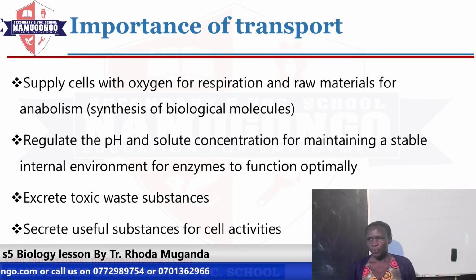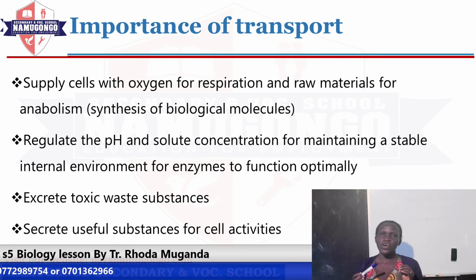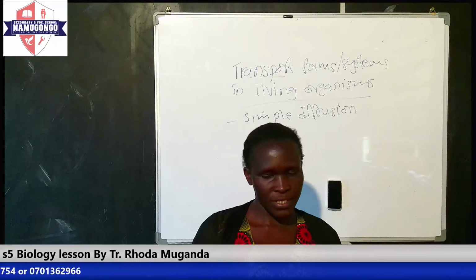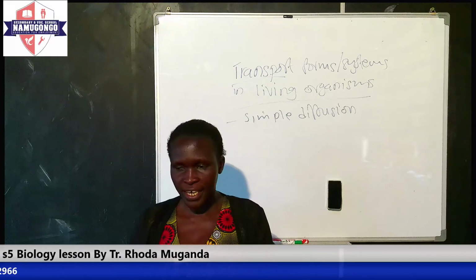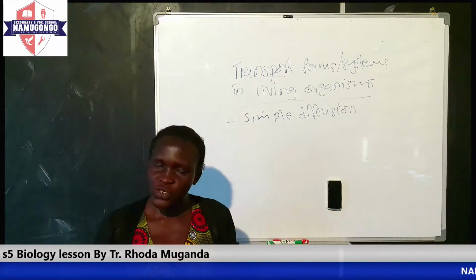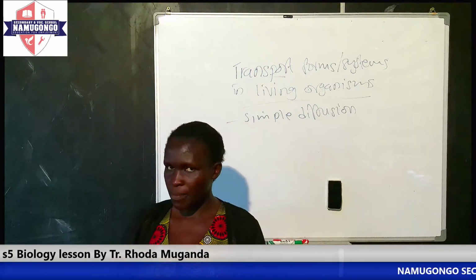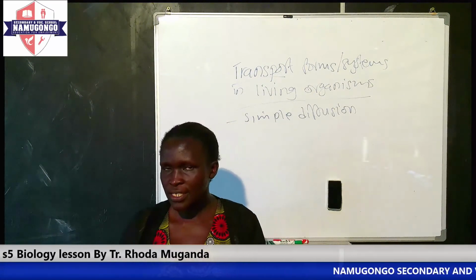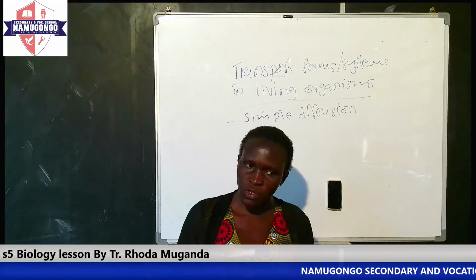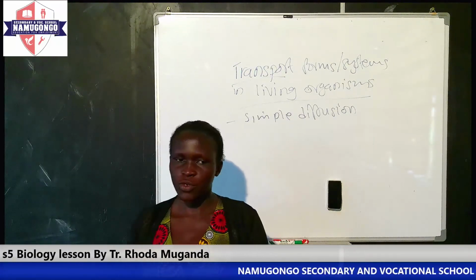Okay, then the other importance that we see is in order to excrete toxic waste substances. Every living organism produces toxic substances, produces things that are not required in the body. So in that case, every organism actually requires to remove these waste products of metabolism, and that's what we call excretion. So we remove these waste products by a process called excretion, and all these waste products must be transported to wherever they are required to be passed out.